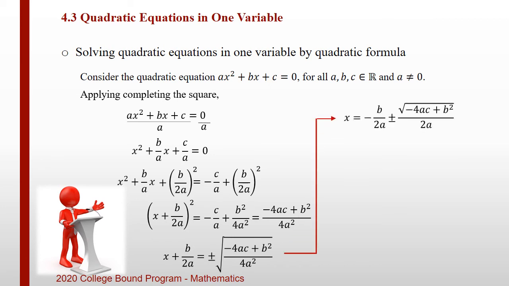Solving for x, we have x = (-b ± √(b² - 4ac))/2a. This is called the quadratic formula.